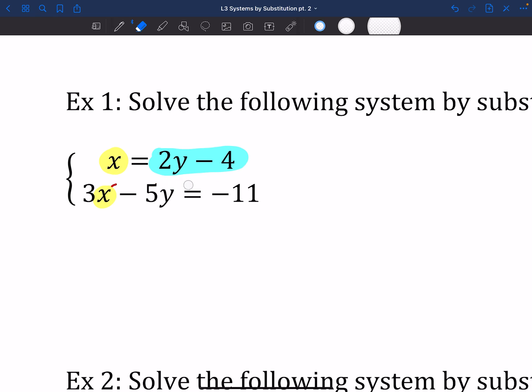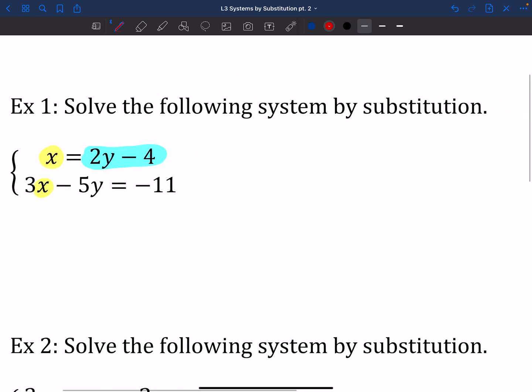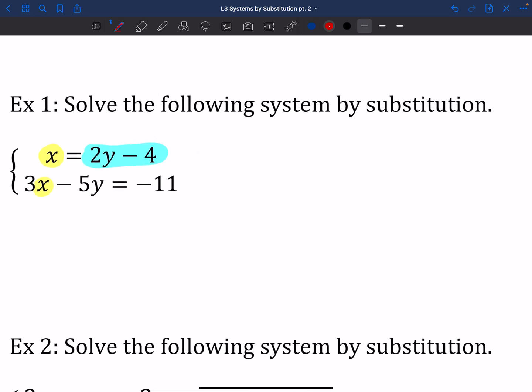That might seem a little bit weird. Let me write out what it's going to look like, and it hopefully will make more sense. It's not going to look pretty, I promise you that. We're going to take this second equation and plug in that blue part, 2y minus 4, for that x. So it's going to be 3 times whatever x was, 2y minus 4, minus 5y equals negative 11. All I've done so far is replace the x with what it's equal to, which is 2y minus 4.